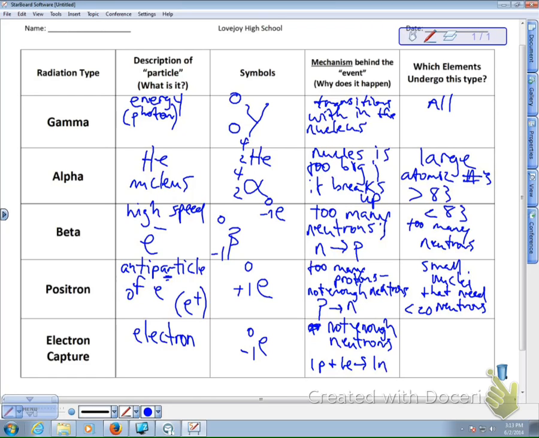So which elements undergo this type? These are going to be larger nuclei that need more neutrons. Your intermediate-size stuff, atomic numbers 50s and 60s and things like that. Okay, so keep this chart handy. It'll be a good tool as you start writing nuclear equations. You can refer back to it and see what the symbols are and when they might be applicable.